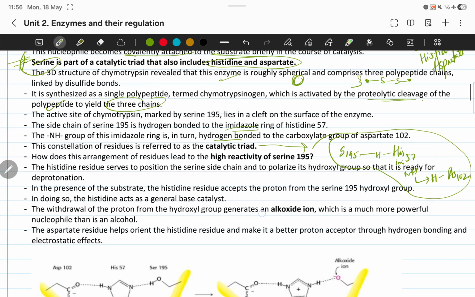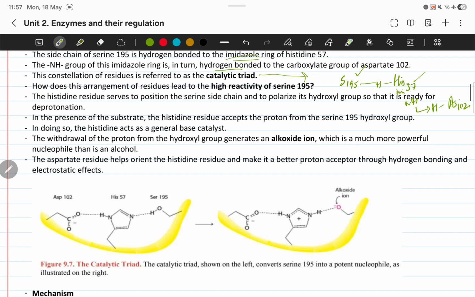How does this arrangement of residues lead to high reactivity of serine 195? The histidine residue serves to position the serine side chain and to polarize its hydroxyl group so that it is ready for deprotonation. We'll see the structure and then we'll understand.